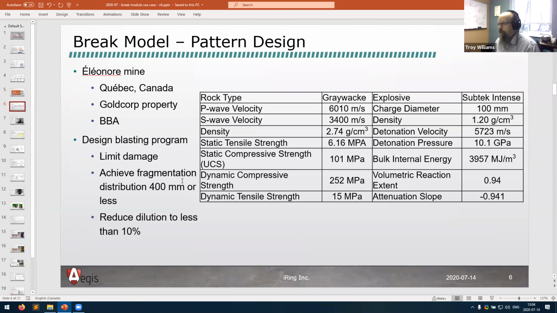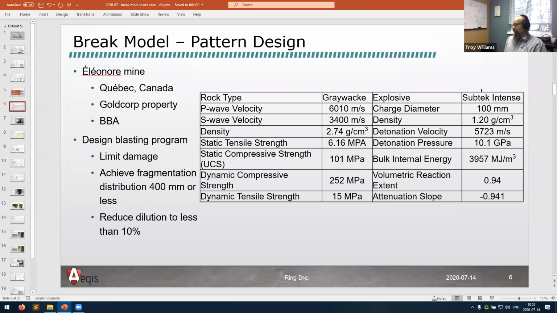I'm going to start off by talking about a mine we were working with through a company called BBA. This is Éléonore mine in Quebec, and it is a narrow vein gold mine. Our goal was to design a blasting program to limit damage, reduce their fragmentation to 400 millimeters or less, and reduce their dilution. The type of rock they were dealing with was greywacke with a P wave velocity of about 6,000 meters per second, an S wave velocity of 3,400 meters per second. The density was 2.74, the tensile strength was 6.16, and the compressive strength was about 100 MPa.